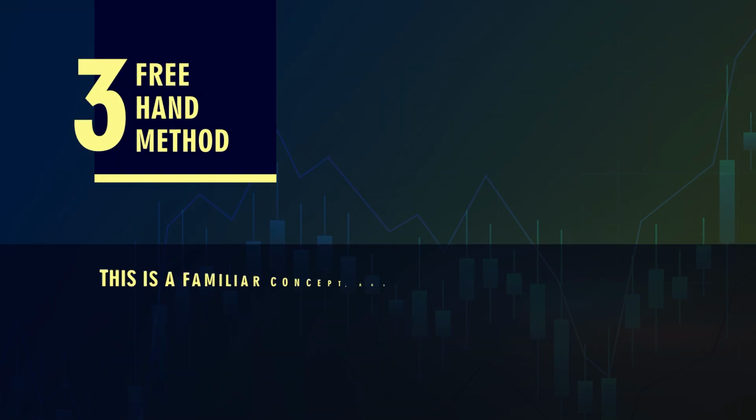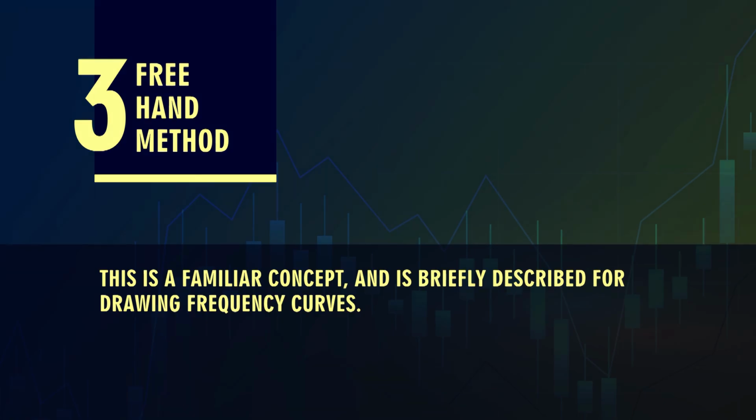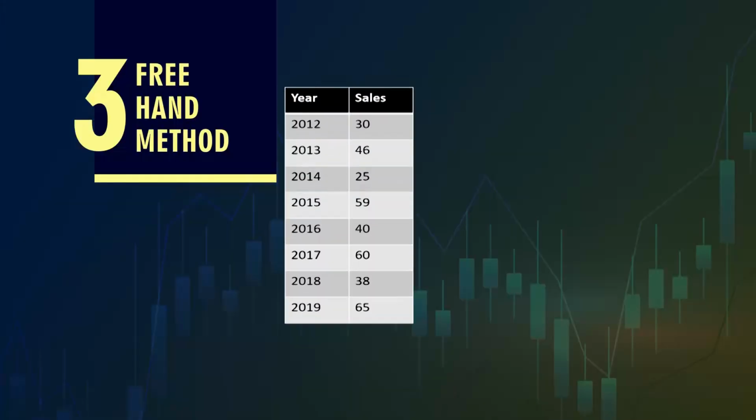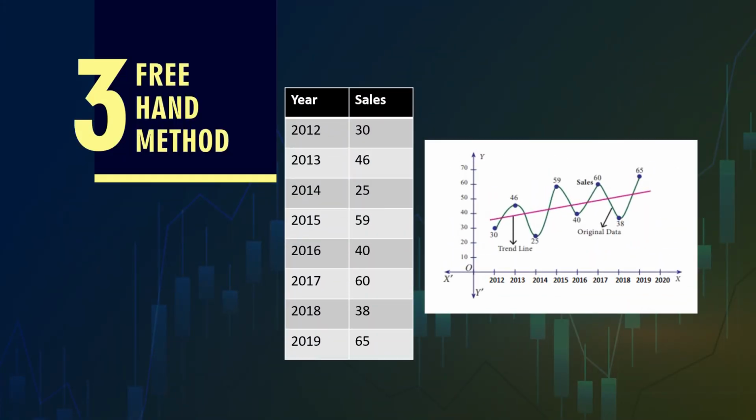So if you go more into the depth of the freehand concept, you will find out this is a familiar concept and is briefly described for drawing frequency curves. In case of a time series, a scatter diagram of the given observations is plotted against time on the horizontal axis, and a freehand smooth curve is drawn through the plotted points. So what we have observed is that the freehand concept is a very familiar concept. And if you see this particular image, you will find out how we have calculated the freehand concept.